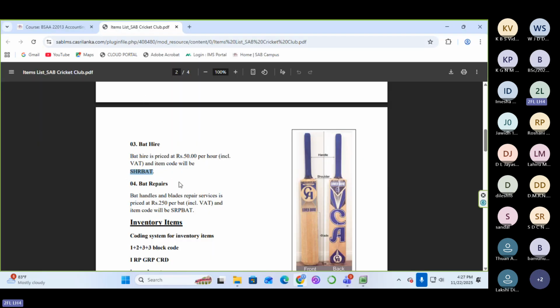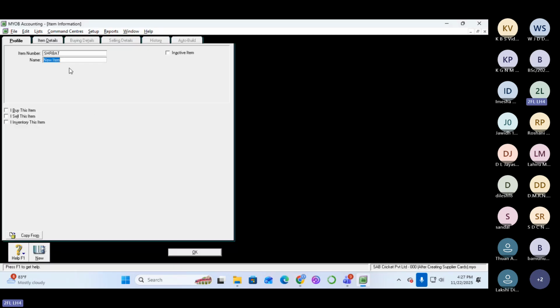Now see, the name is not given. You have to decide the name, right? This is not complicated, therefore you can just type it as bat hire. Now, do I buy this item? Bat hire. Do I buy this item? Do I sell this item first? Do I sell this item? No. Then why are we keeping this item?